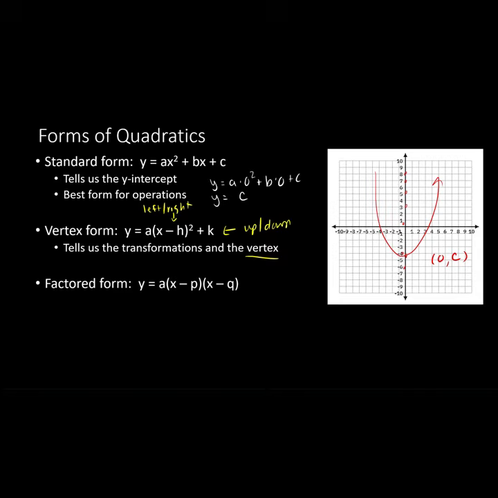And lastly, we have something called factored form, and that is y equals a times x minus p times x minus q. That form tells us the x-intercepts as well as the solutions to the corresponding equation. Now let's take a closer look at that.